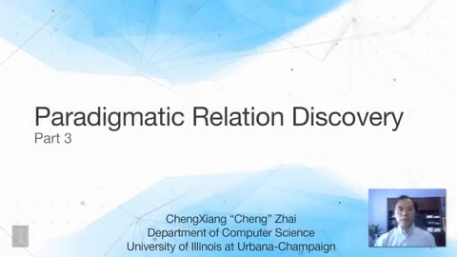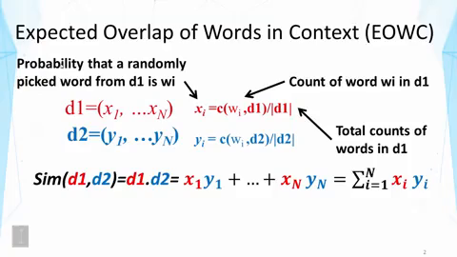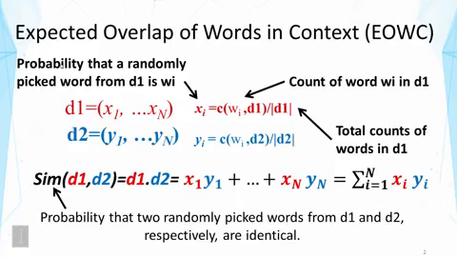In this lecture, we continue discussing paradigmatic relation discovery. Earlier, we introduced a method called expected overlap of words in context. In this method, we represent each context by a word vector that represents the probability of a word in the context. And we measure the similarity by using the dot product, which can be interpreted as the probability that two randomly picked words from the two contexts are identical.